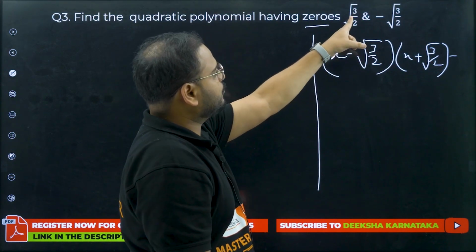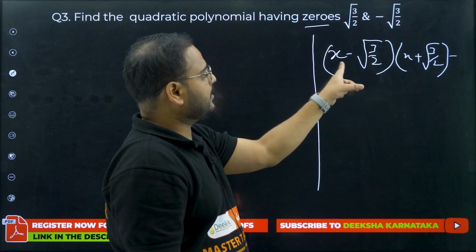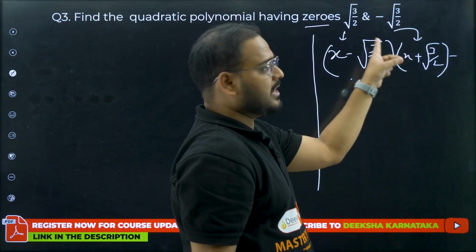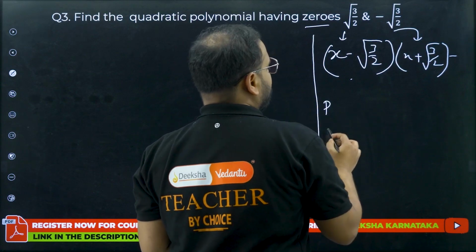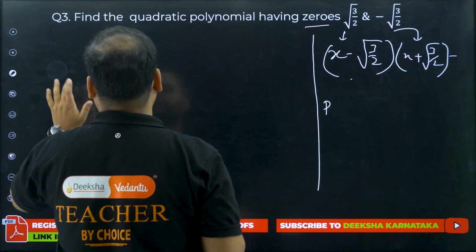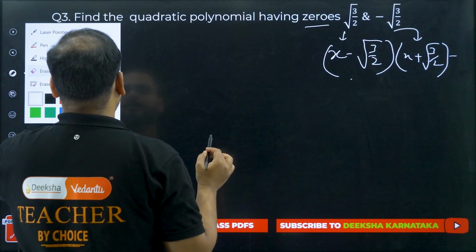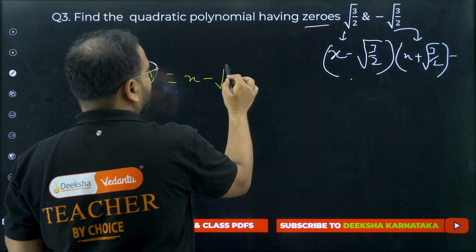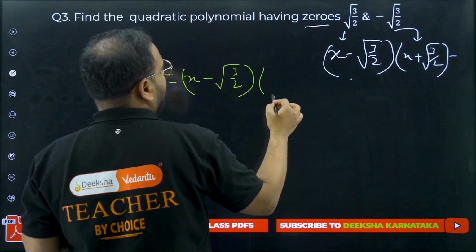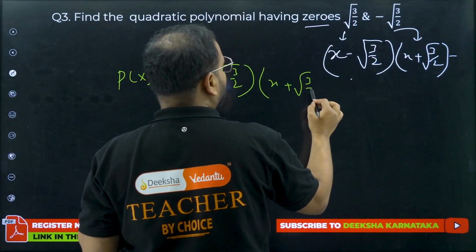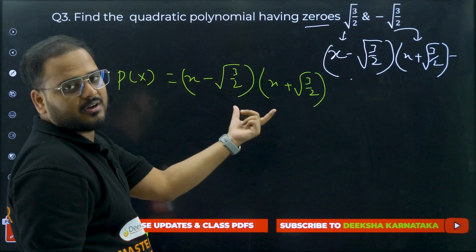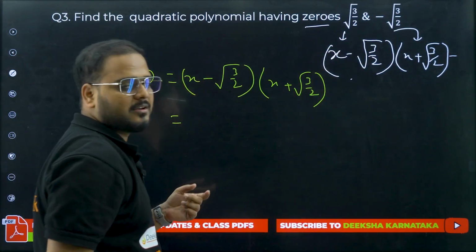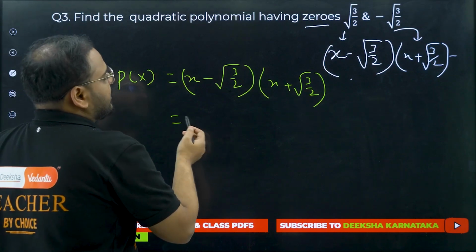If I put root 3 by 2 over here, this will become 0. And if I put this over here, it will become 0. It means I can write this simply as a polynomial px, which is nothing but x minus root 3 by 2 and x plus root 3 by 2. And clearly, if you put the values over here, this is becoming 0. Okay, it means this is the polynomial. It means the given two values are zeros of this given polynomial px. Okay, that I've written for now.